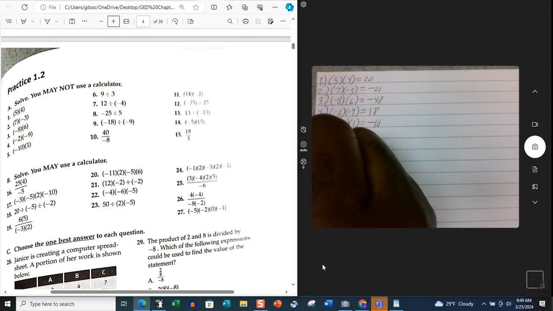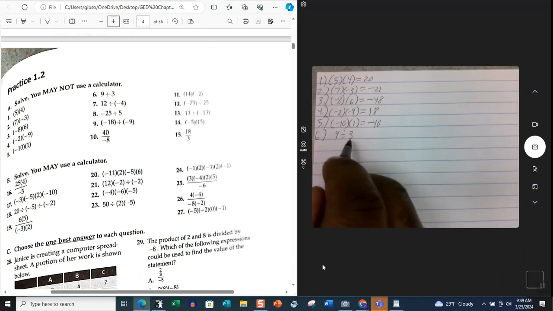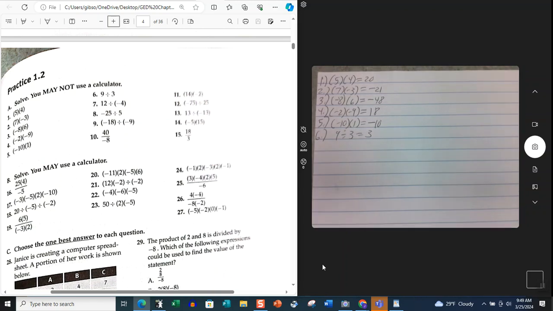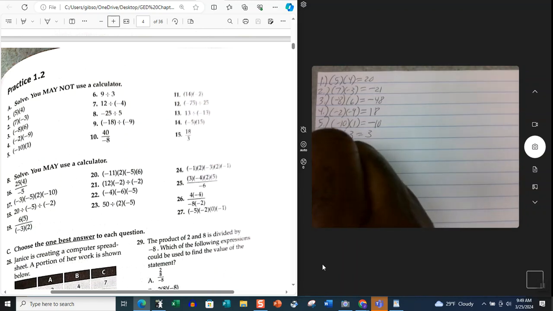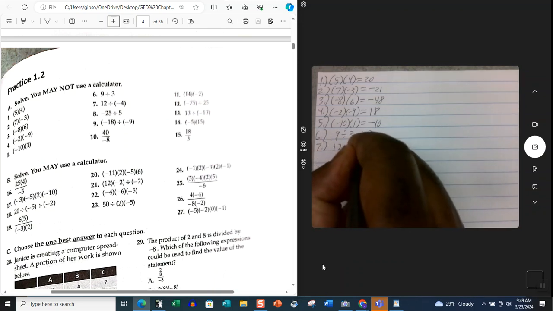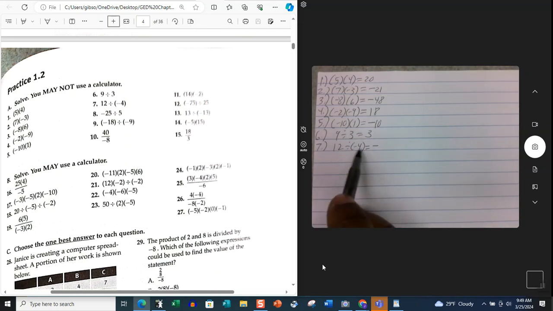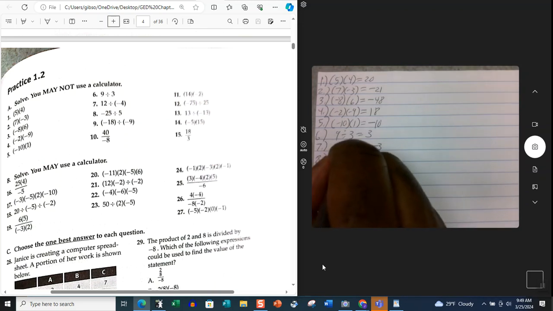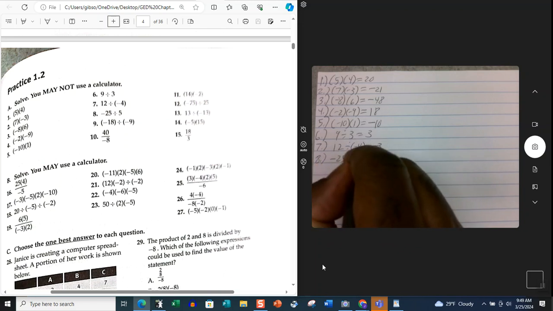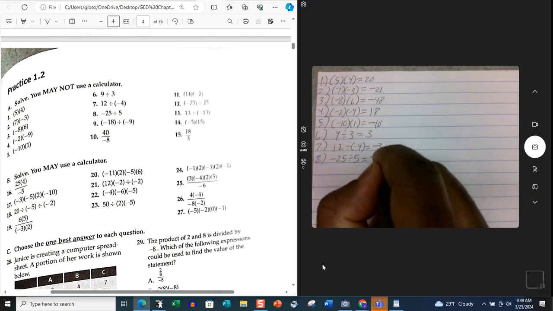All right, number 6, we have 9 divided by 3. Both of these are positive. 9 divided by 3 is just 3. Number 7, we have 12 divided by negative 4. We only have one negative sign here, so our final answer will be negative, and 12 divided by 4 is 3. Problem number 8, negative 25 divided by 5. We have one negative sign here, so it's negative, and 25 divided by 5 is 5.